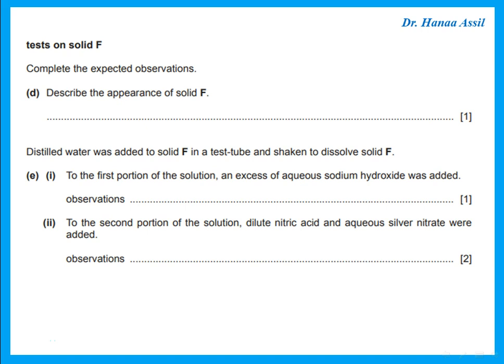Okay? Tests on solid F. Okay, what did he say about solid F again? He said solid F was potassium iodide. So we're talking about potassium iodide. Describe the appearance of the solid. What does he mean? He means, is it white or does it have a specific color?